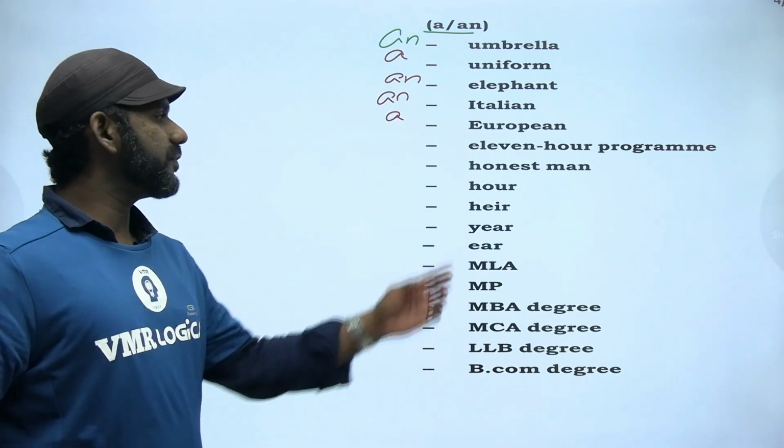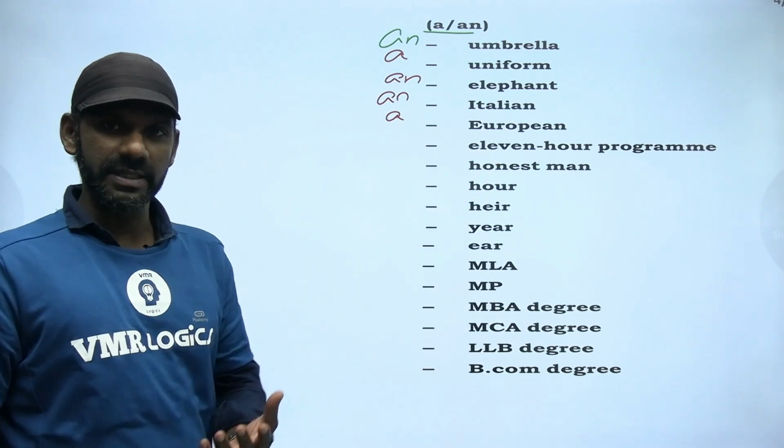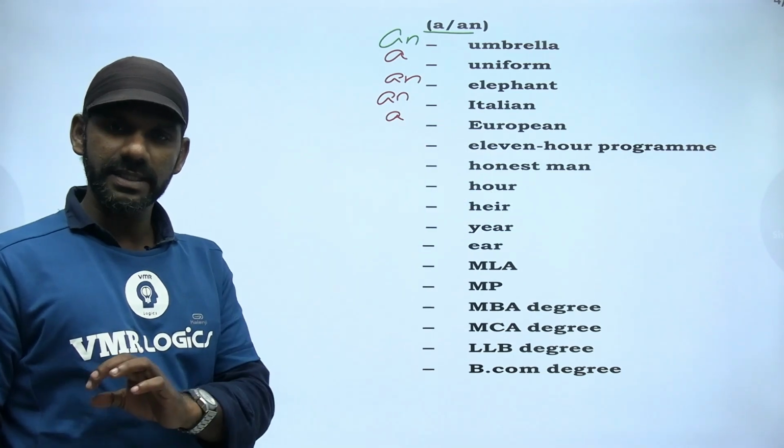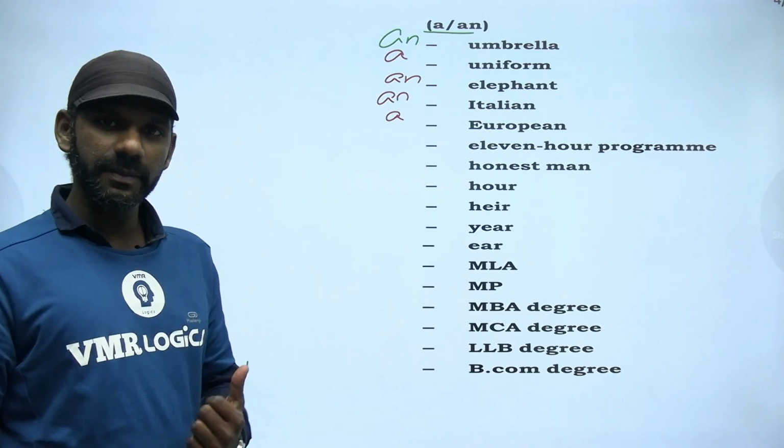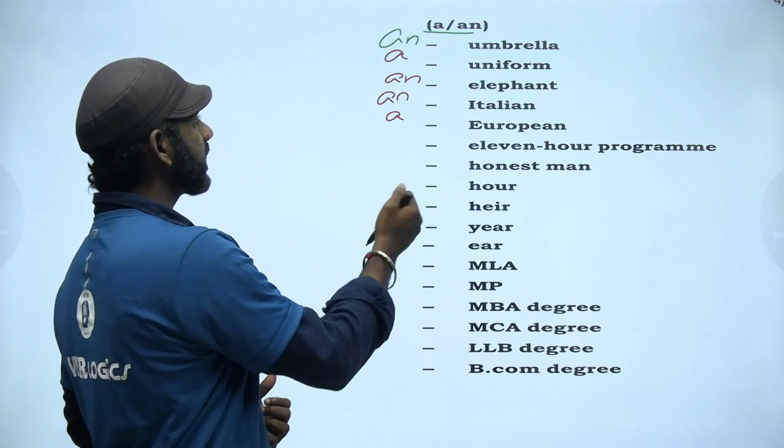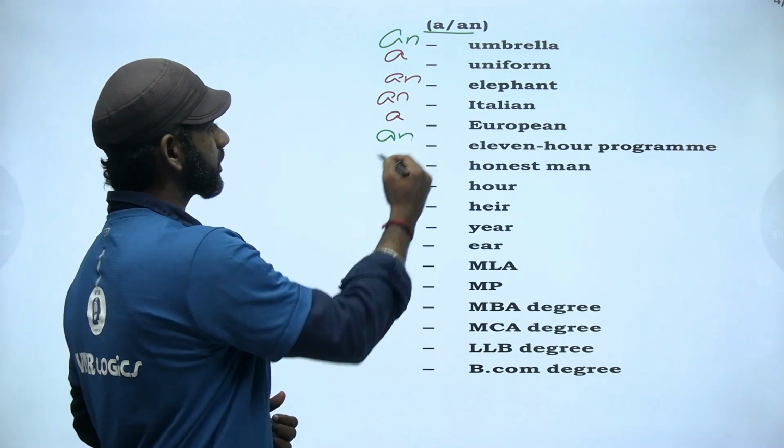Dash 11-hour program, an 11-hour program or a 11-hour program? Now, E-L-E-V-E-N is not pronounced as 11. It is pronounced as 11. Right? It's 11. So, an 11-hour program or a 11-hour program? It is an 11-hour program.